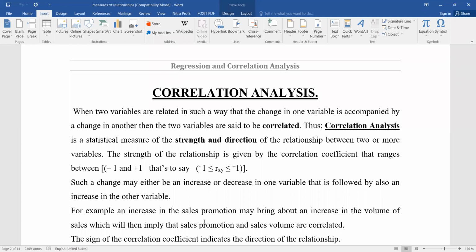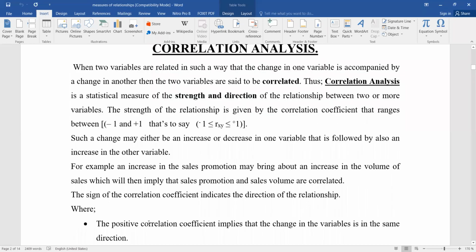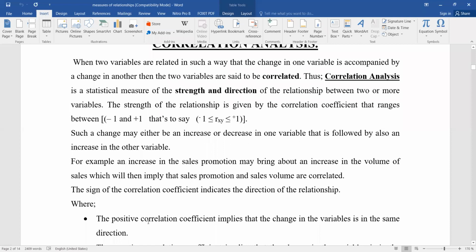For example, an increase in sales promotions may bring about an increase in the volume of sales, which will then imply that sales promotions and volumes are correlated or related. So if an increase in sales promotion leads to an increase in sales, that means that they have a positive relationship. The sign of the correlation coefficient indicates the direction.